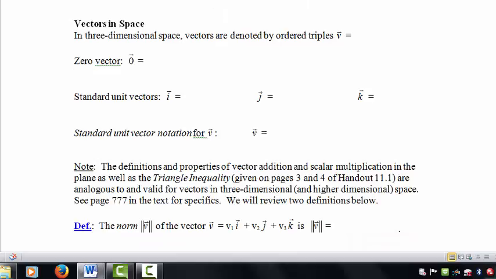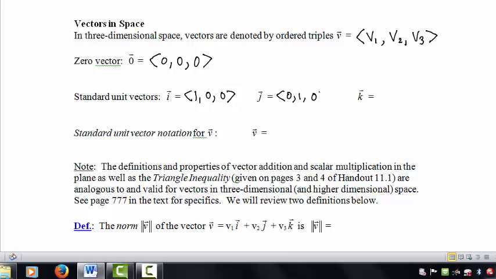Continuing with a few more notes and definitions. In three-dimensional space, vectors are denoted by ordered triples. V equals <V1, V2, V3>. We use these pointed brackets to denote a vector. So this would be the 0 vector in 3 dimensions. The standard unit vectors are the following: i, <1, 0, 0> in pointed brackets, j, <0, 1, 0>, k, <0, 0, 1>. The word unit means having length 1.